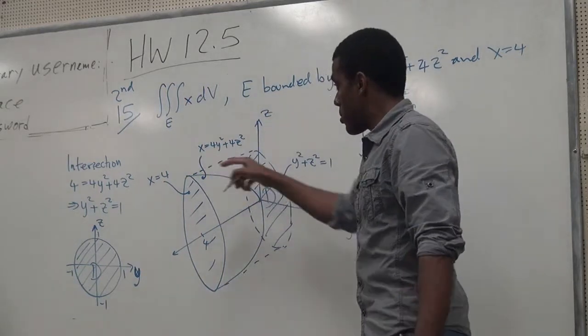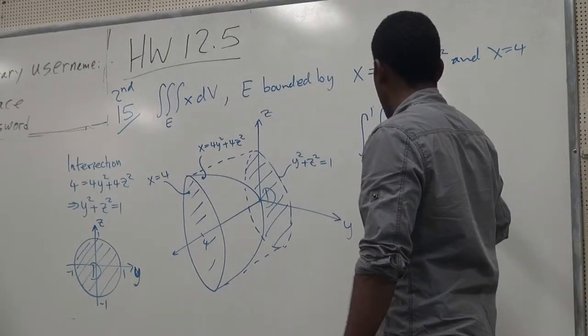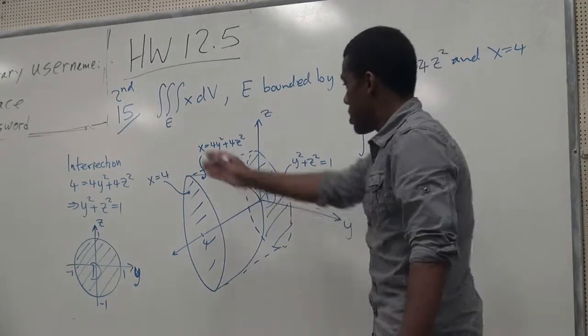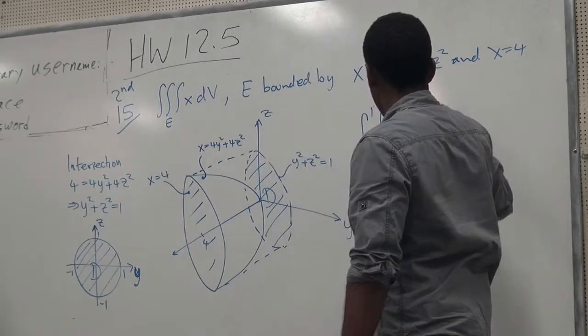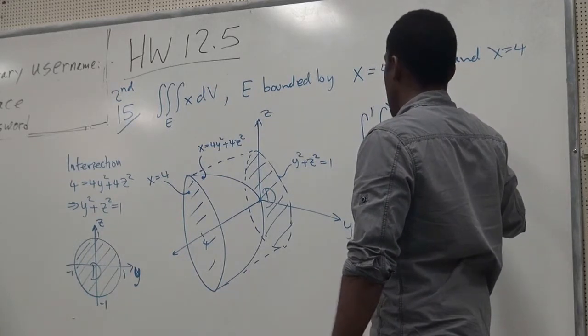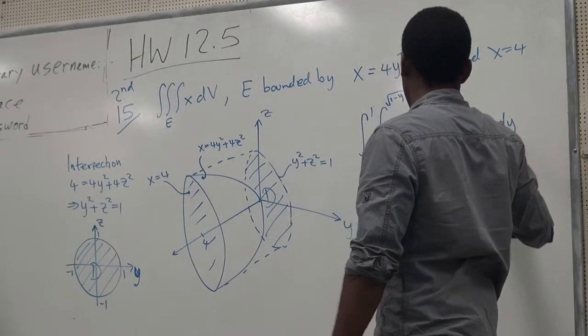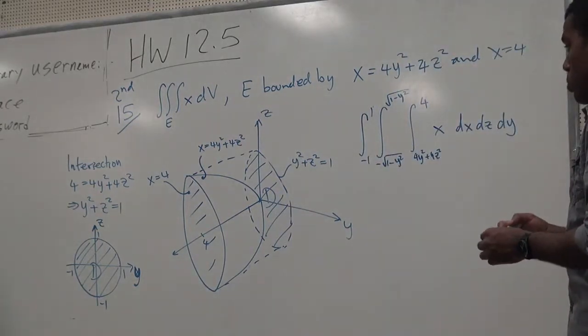This is the bottom, right? So this is 4y squared plus 4z squared. And the top is the full length for x, x equals 4. So that's one possible setup.